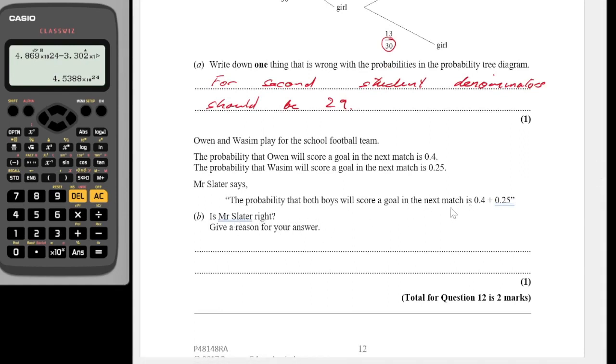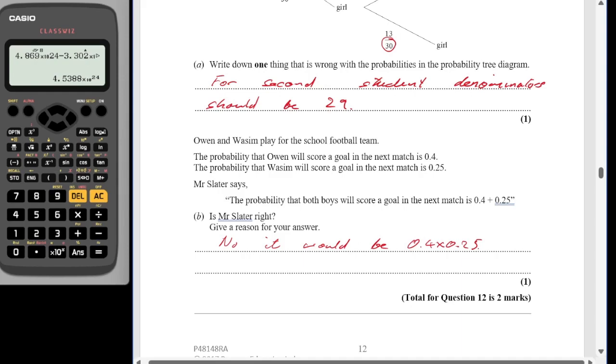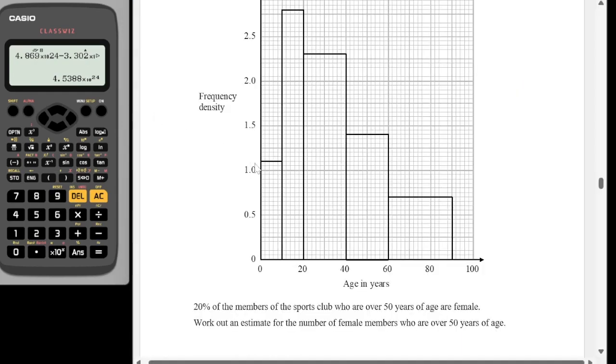I think that would be the probability that Wazim or Owen scores. The probability that they both score would be found by multiplying them. No, it would be 0.4 times 0.25. So he's found the probability that one or the other will score, and he wants the probability that both boys will score, so he should have multiplied the probabilities.